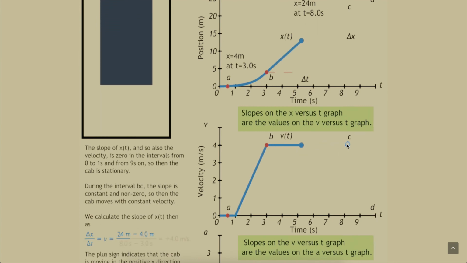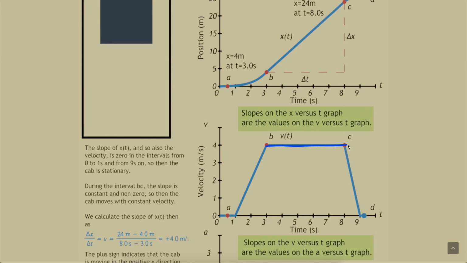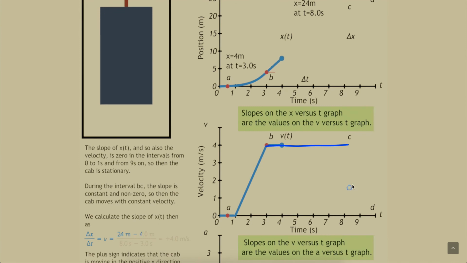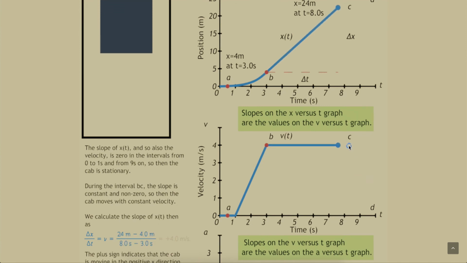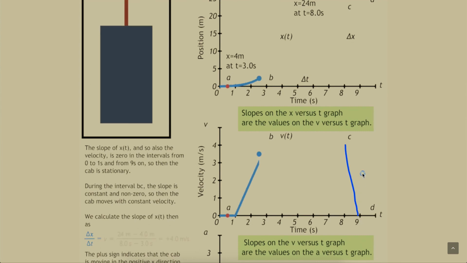At 3 seconds and until 8, the curve of velocity is a straight horizontal line with no slope. This is because the velocity is constant for that period of time. Thus, acceleration must be 0 for that period of time. Then from 8 to 9 seconds, the velocity curve has a negative slope, which means that velocity goes down as a result of a negative acceleration.